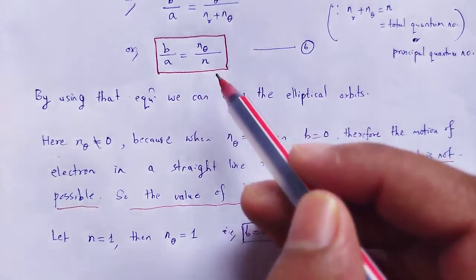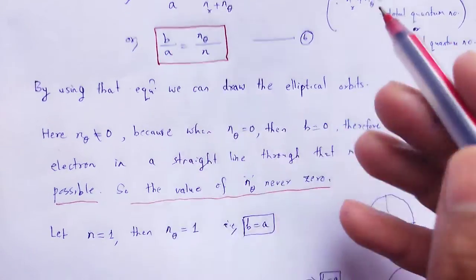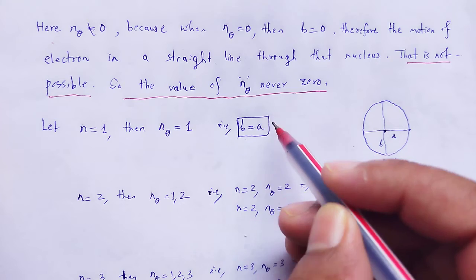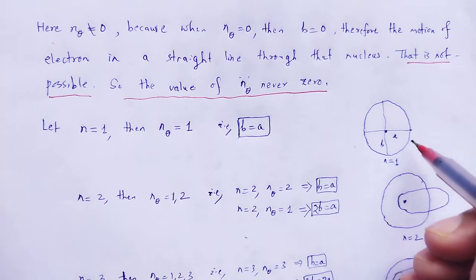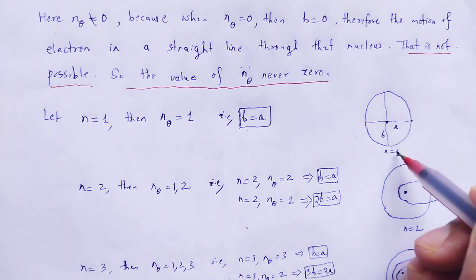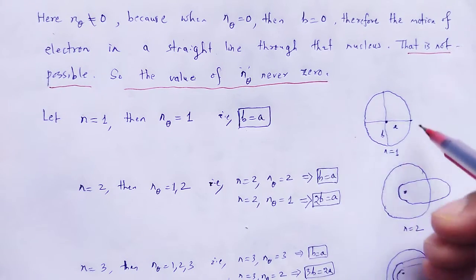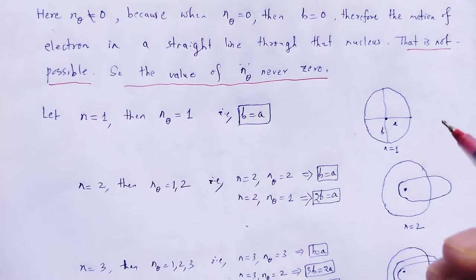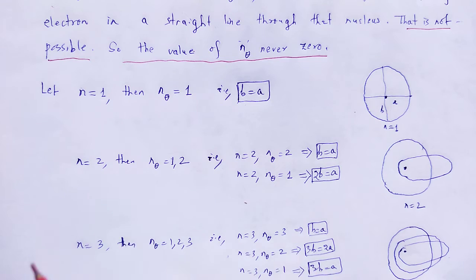Using that relation, nθ is 1 and n is 1. So b is equal to a, the semi-major axis is equal to the semi-minor axis. In the figure, it looks like a circle. For n equal to 1, that is the shape of that orbit.